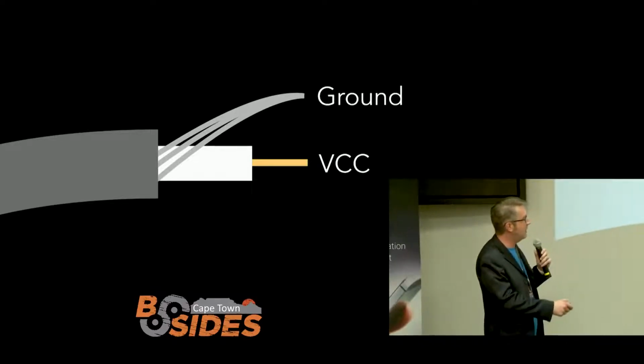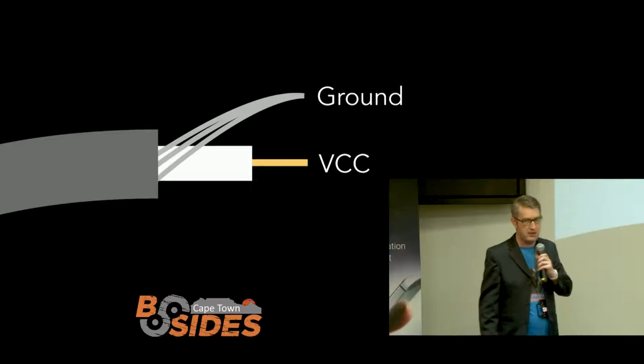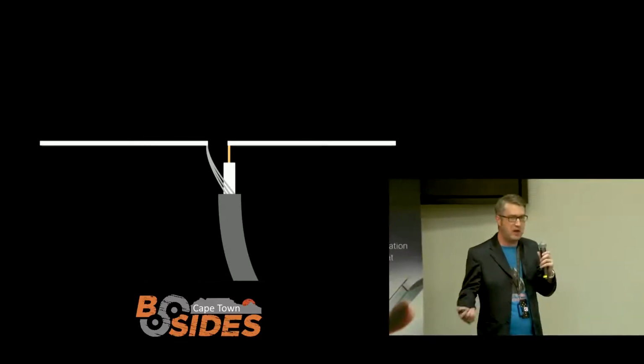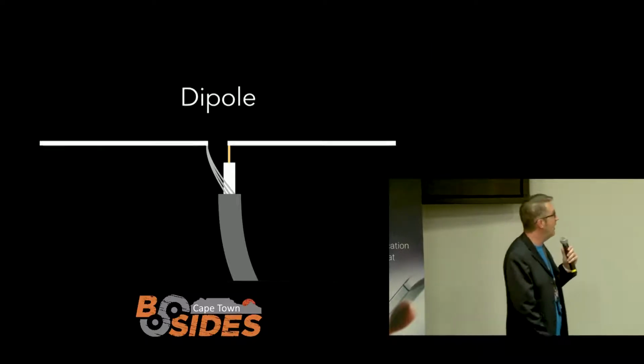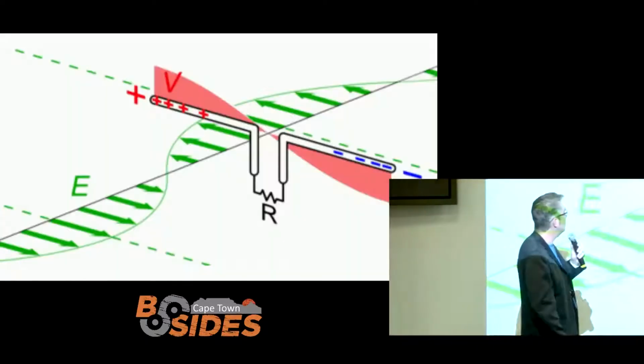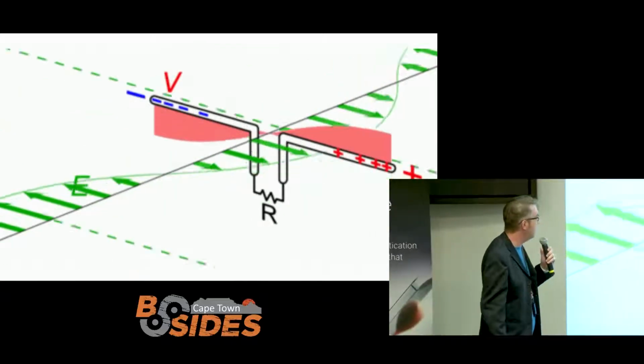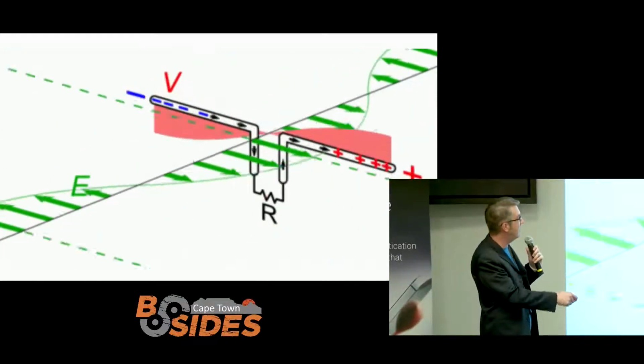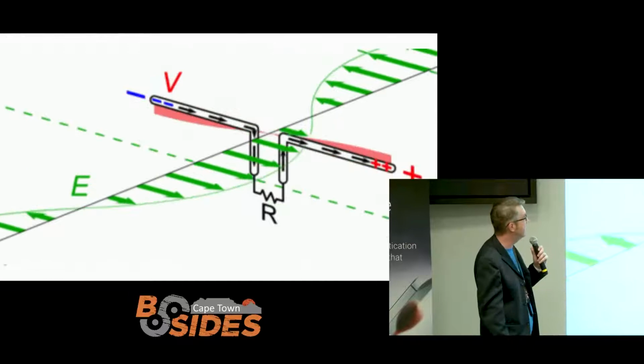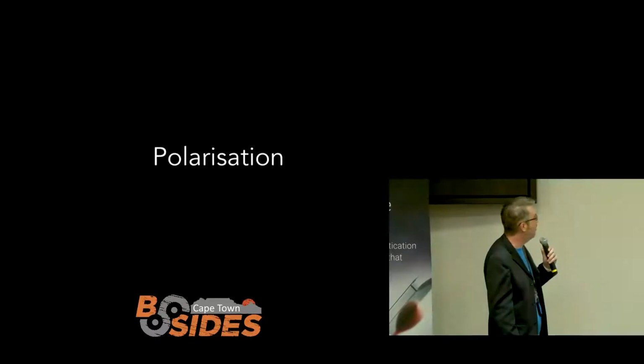And yes, I'm incorrectly labeling these ground and VCC because that makes more sense to me personally. But anyway, if you just attach 2 aluminum poles onto this, you have made a dipole. They're that easy to make. And you can tune them to different kinds of frequencies. So how does this work? Well, as electromagnetic waves pass by, they are inducing a current or potential voltage between these 2 different poles.